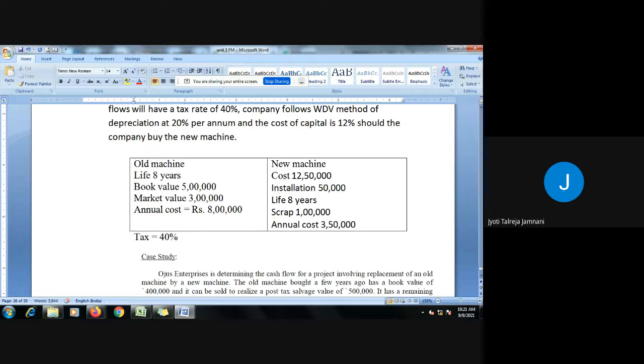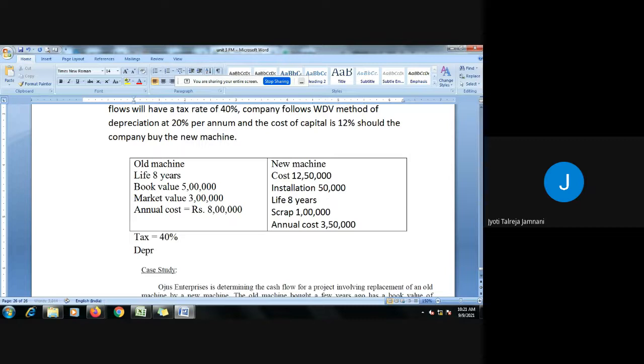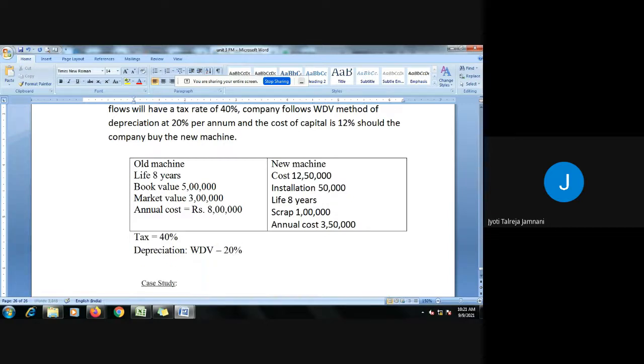WDB method of depreciation at 20% per annum. So depreciation, we are applying WDB and the rate is 20%. Then the cost of capital is 12%. So cost of capital 12%. Should the company buy the new machine?